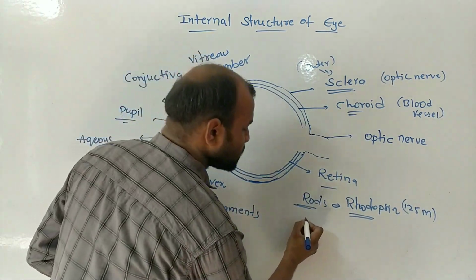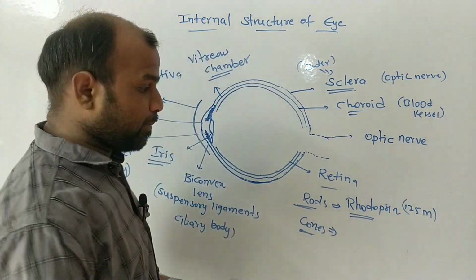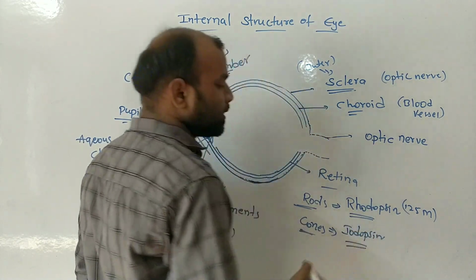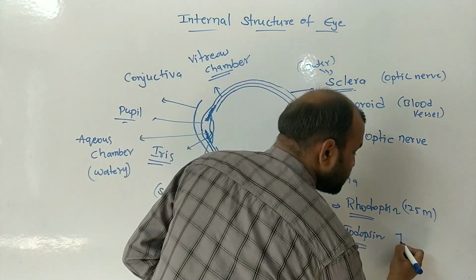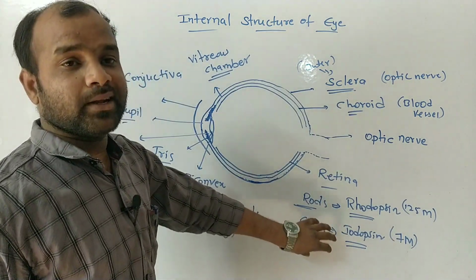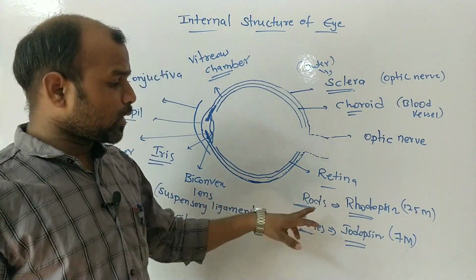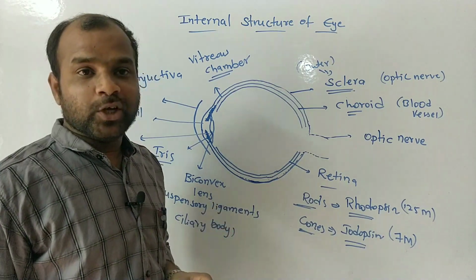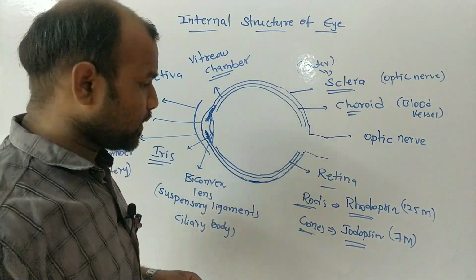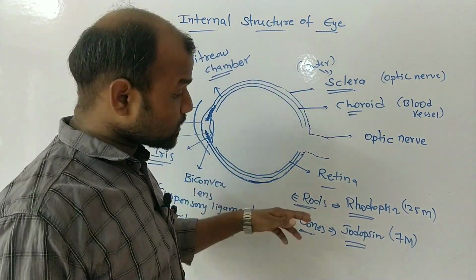Next are cones. These cones contain a pigment called iodopsin. About 7 million cones are present, and in these cones the iodopsin pigment is found. These rods are helpful in vision when the intensity of light is very low, that is, in the dark. When the intensity of light is less, these rods are helpful for vision.